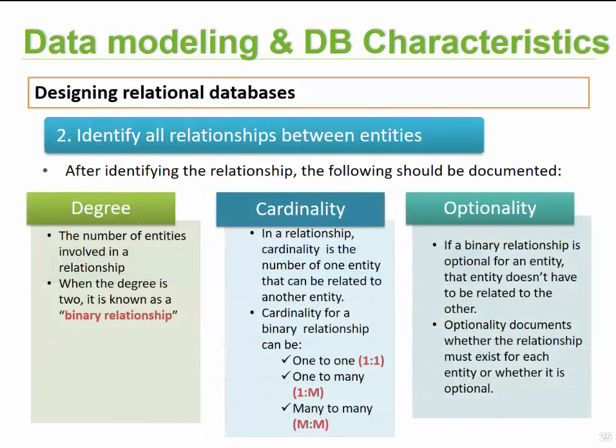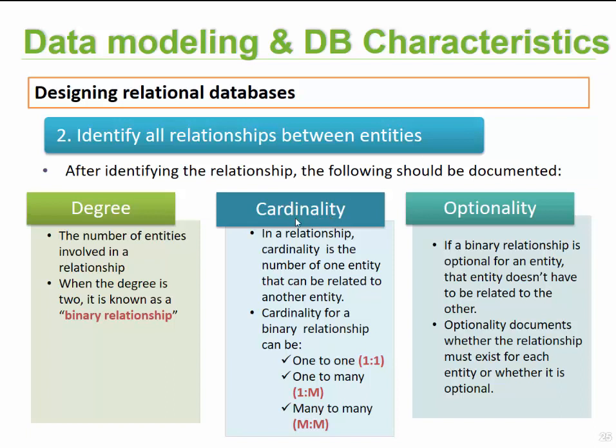Now, after identifying the relationships, there are some other things that we need to pick up. First of all, we need to look at the number of entities involved in a relationship. It's always two entities because we're linking one entity to another entity with a single relationship between those, so it's a binary relationship. And that is typically referred to as the degree of the relationship.